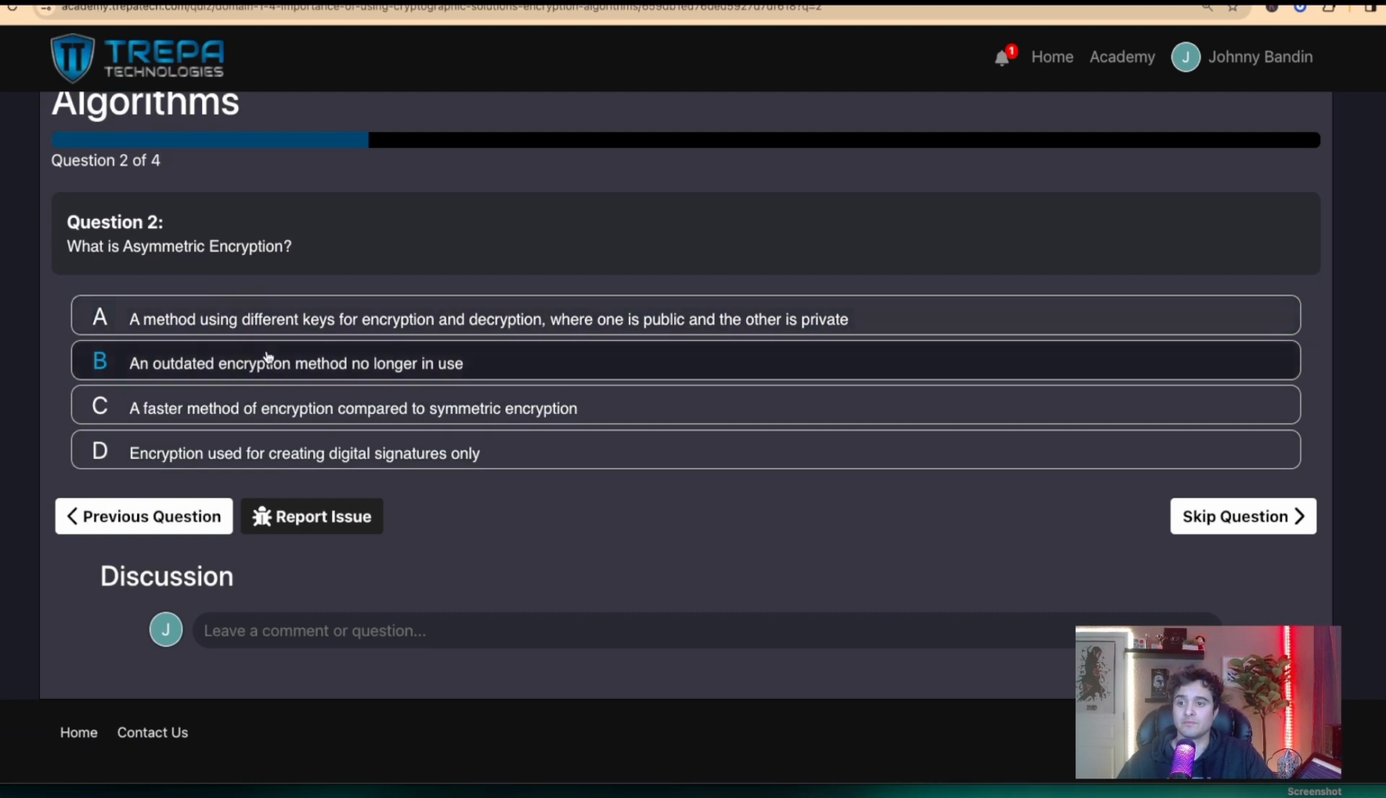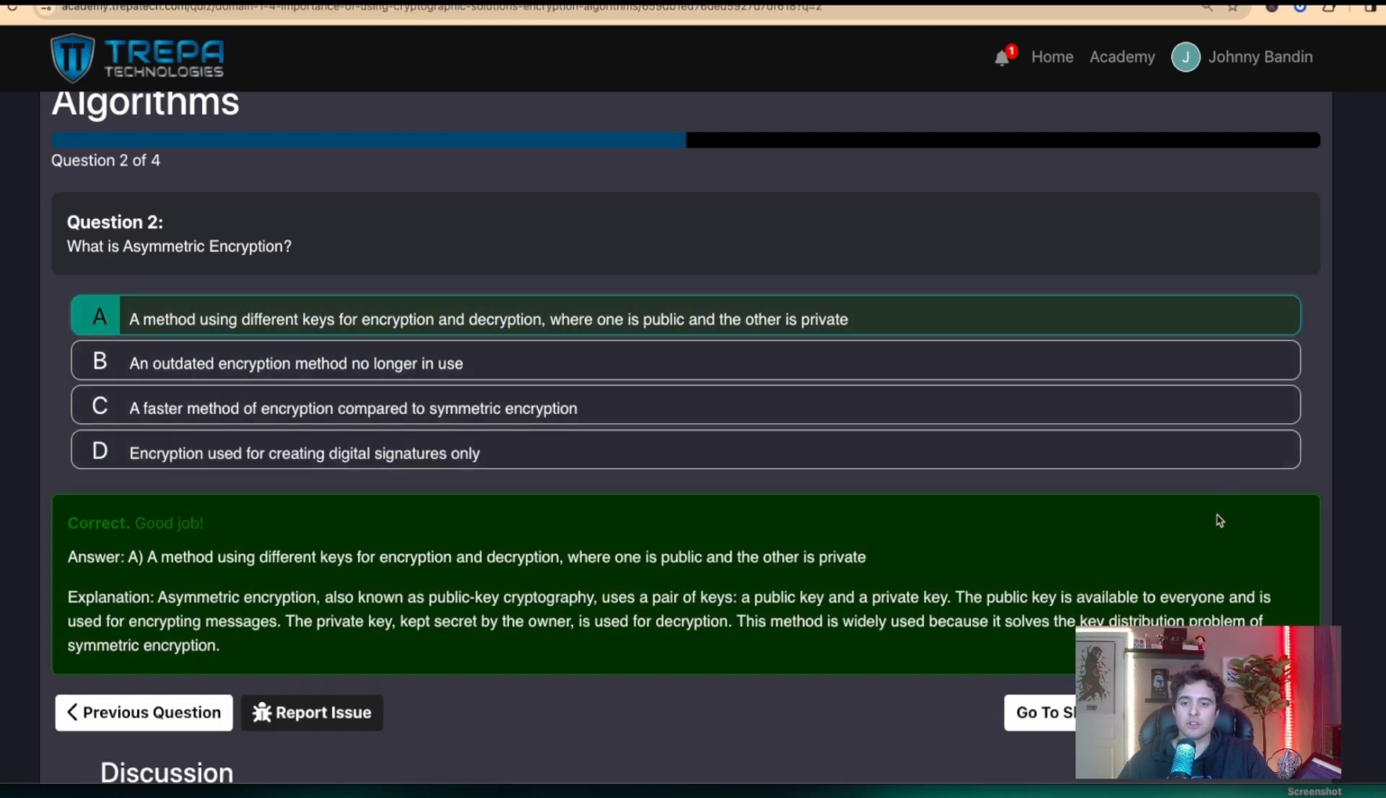Question 2, what is asymmetric encryption? So the answer here is going to be A, a method using different keys for encryption and decryption where one is public and the other is private. Let's go ahead and submit that answer. And look at that, we're right. A, asymmetric encryption, also known as public key cryptography, uses a pair of keys, a public and a private key.